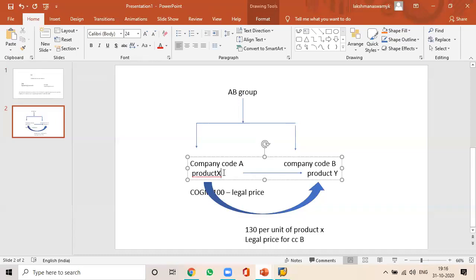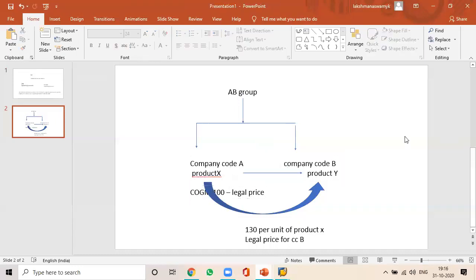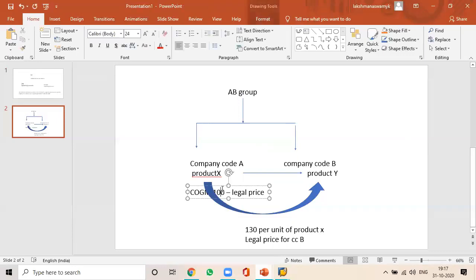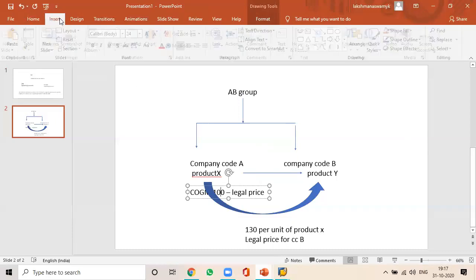Now, the inventory of product X in the company code A is to be valued at 100 rupees only, because that's the legal price. Now coming to company code B, you cannot evaluate the inventory of product X in the company code B at 130 rupees. It's unrealized profit. So actually, in company code B also, product X quantity is to be valuated at 100 rupees only. Getting the point?